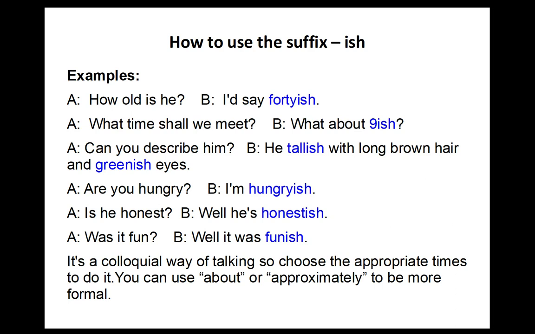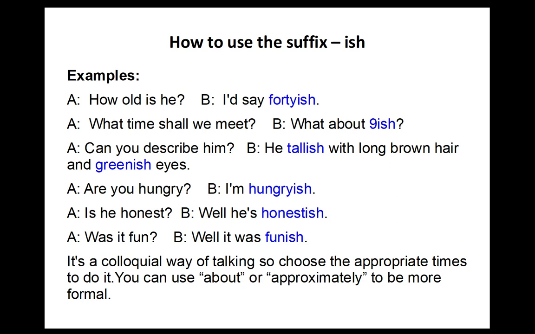Can you describe him? He's tallish with long brown hair and greenish eyes. So basically, he's perhaps not the tallest person you would have met, but he's probably taller than average. And then greenish eyes, well, as we know, eye color can be different with a lot of people. So sometimes the color is not an exact color, it's close to green. But people don't want to learn the hundreds of words associated with color to get the exact word. Are you hungry? I'm hungry-ish. So it's basically, yeah, I could eat, but it's not a desperate situation for me.